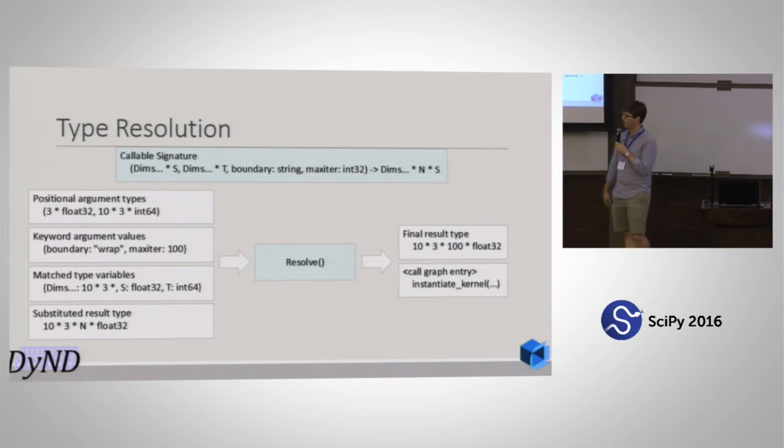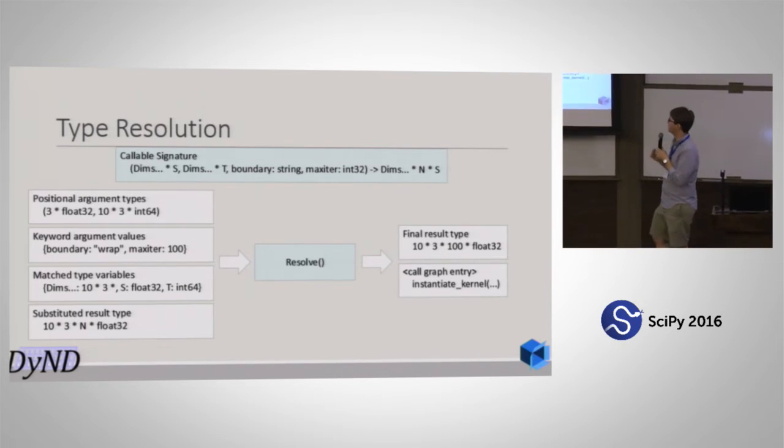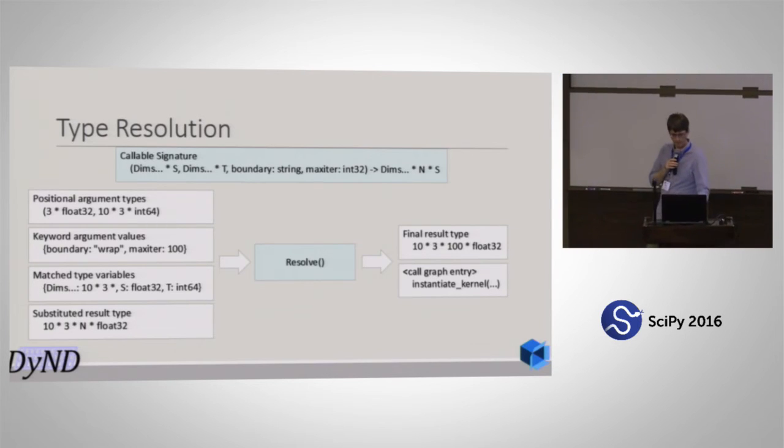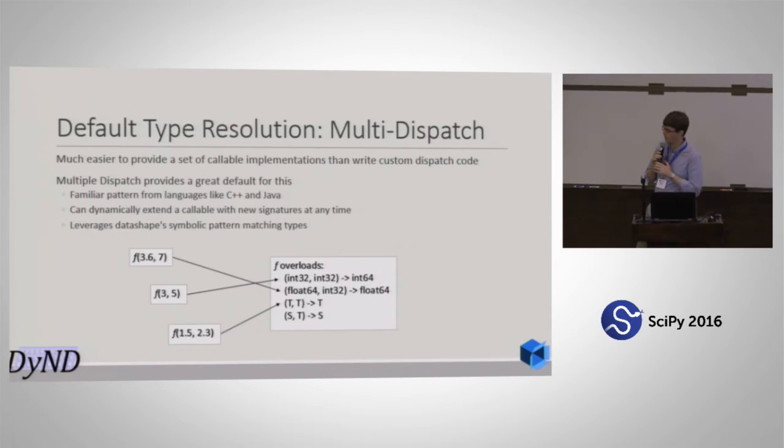And it gets the substituted type result. And in this example, I made it so that it's still symbolic. That n didn't get substituted because it never appeared in the argument types. And that's okay. That is how we have an opportunity to take the keyword argument values and substitute more in, or be flexible about what we do. So resolve gives our final type and our call graph entry.